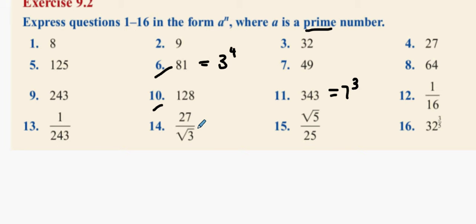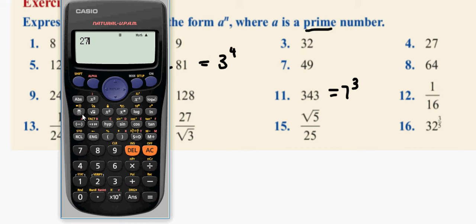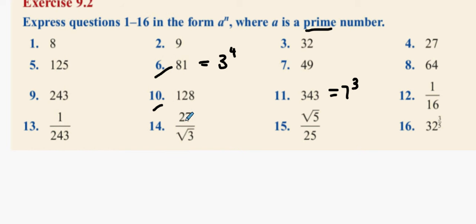Now, I'm really trying my luck, and I go, do you know what? Imagine I was out to do this one, 27 over root 3. Shift fact. Shift fact. No good. So, here's what we do instead.